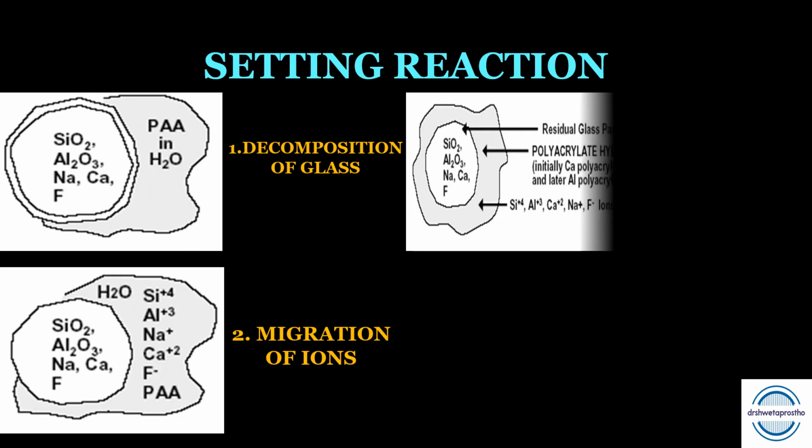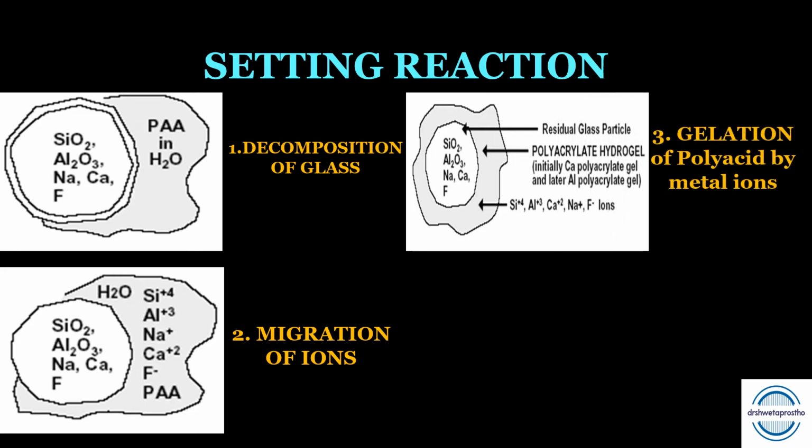Then second, what happens? The calcium ions start cross-linking with the polyacrylic acid chains and they form calcium polyacrylate gel. Third, the aluminium cross-links take place. The aluminium begins to cross-link with the polyacrylic acid and forms aluminium polyacrylate gel. Then what happens? The sodium and the fluoride ions do not take part in the cross-linking, but they form sodium fluoride, which is uniformly distributed within the matrix, within the cement.